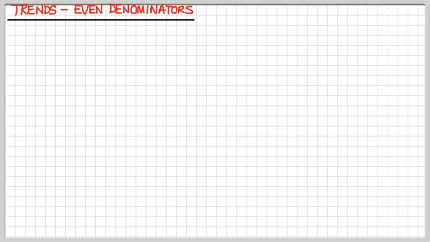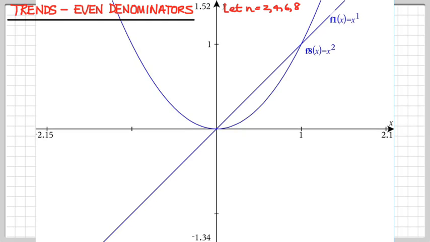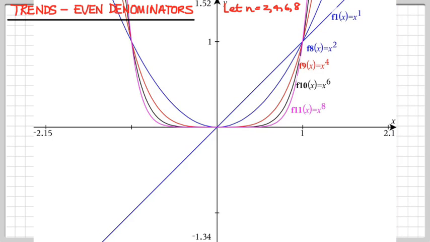Now we're going to look at some even tendencies. Now this is not an even anything. It's y equals x to the 1, but it's still a reference line. Now the graphs I'm about to show you, let n equal 2, 4, 6, 8. Now these guys do not have an even denominator, but I need to show you them first, because then I'm going to show you the ones with the even denominators. There's x squared, x to the 4, x to the 6, and x to the 8. Oh, my goodness, how amazing.